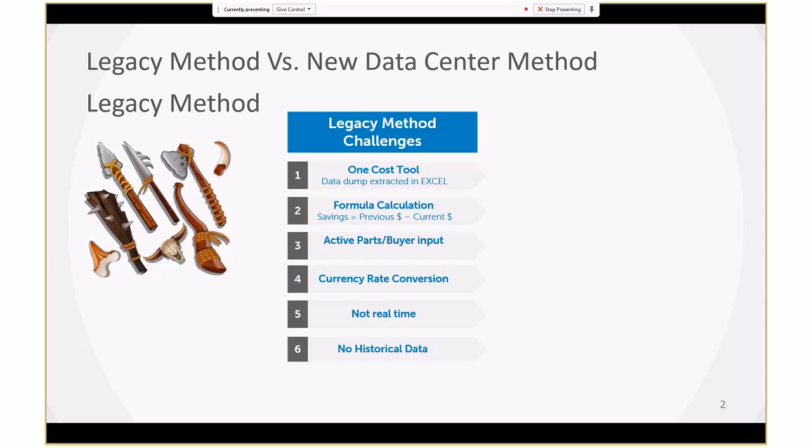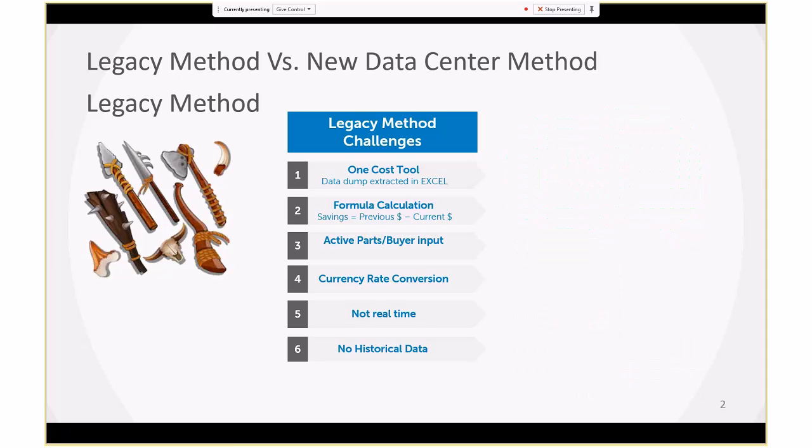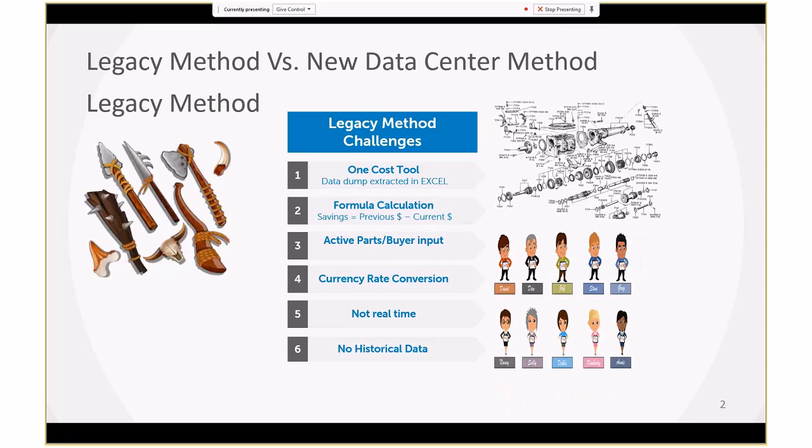The legacy method had a lot of manual interventions, which proved to be the most vulnerable method to introduce data quality issues and the following challenges. The first one is the input that was taken out from the one-cost tool, which was actually an extract from an Excel dump, and all the calculations were done at an Excel level. And then further, the active parts and the active buyers were inaccurate. And it was a very tedious job to maintain that kind of a list, which is always very dynamic.